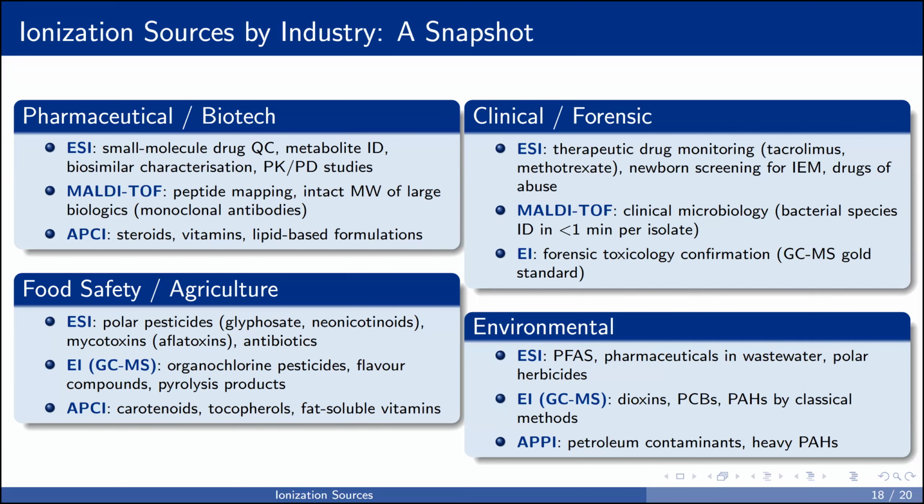Food safety and agriculture. Here the picture is split. Polar pesticides like glyphosate and neonicotinoids go to ESI. Mycotoxins and antibiotics also ESI. But the organochlorine pesticides, chlorpyrifos, DDT, dieldrin are still routinely measured by GCMS with EI because the compounds are volatile and the EI spectral libraries are so thoroughly validated by decades of use.